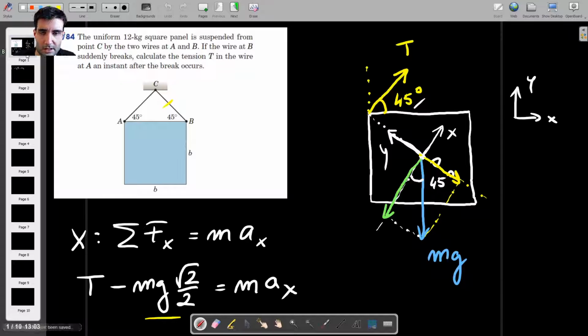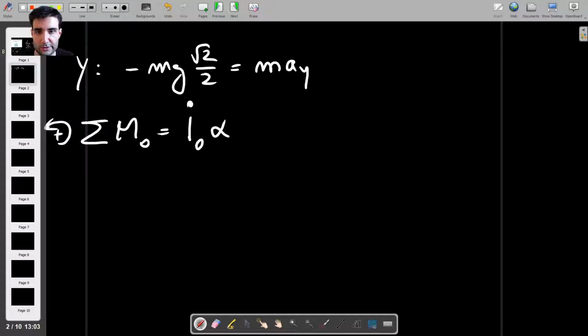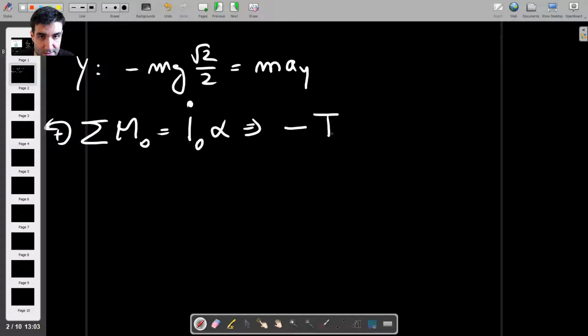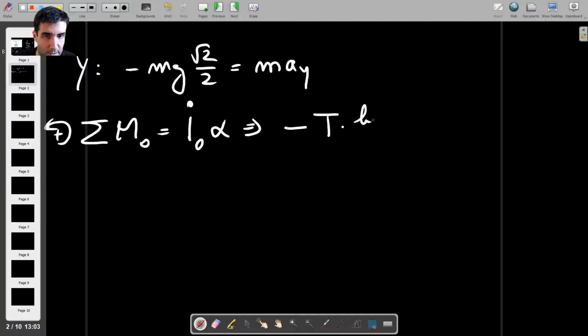Okay, so the last thing to do is to write the sum of moments where counterclockwise is positive. The sum of moments about point O is going to be equal to the moment of inertia about O times the angular acceleration. Right. So about point O, there's no moment due to the weight because the weight is acting through point O. So the only thing we have is the tension, which is producing a clockwise moment, which means that we have minus T multiplied by the moment arm, and the moment arm should be b square root of 2 over 2.